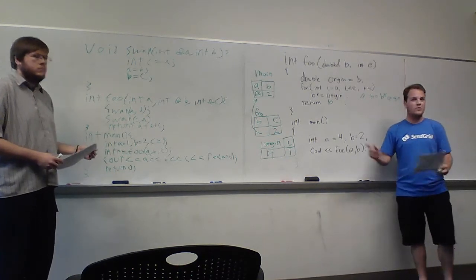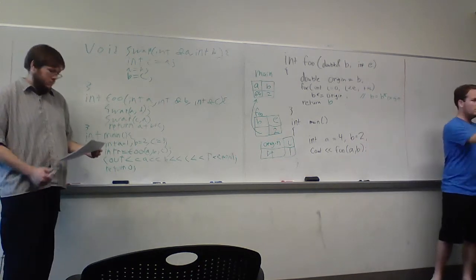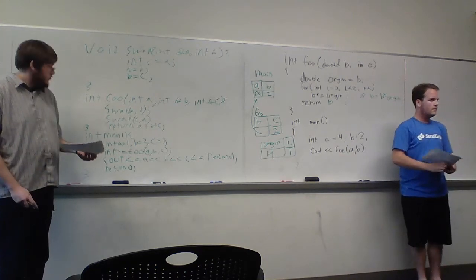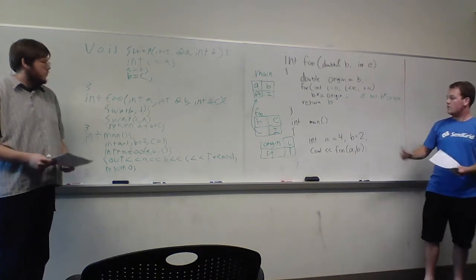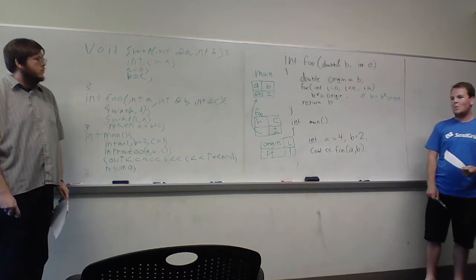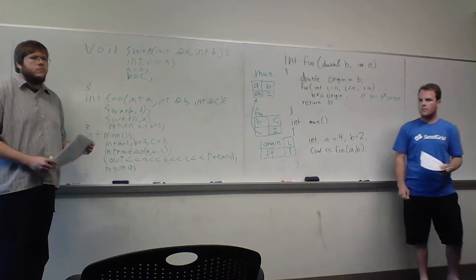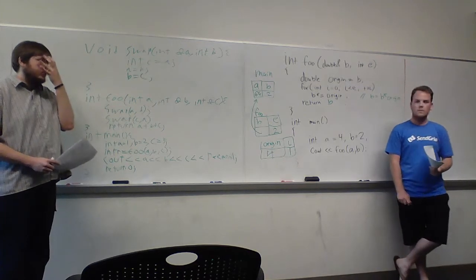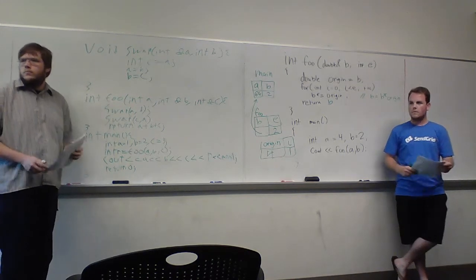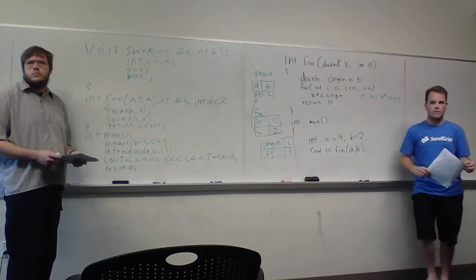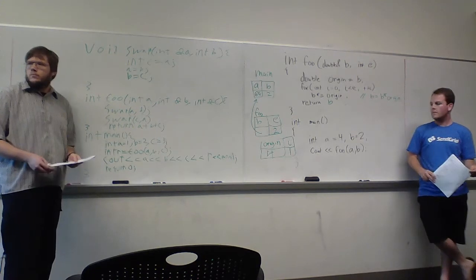Okay. Any questions on reference parameters? Yes. In the foo parameter, it calls for a double reference, but in main it says int. So it actually does type conversion for those. Even for references, it does type conversion to a double. It treats it as a double.